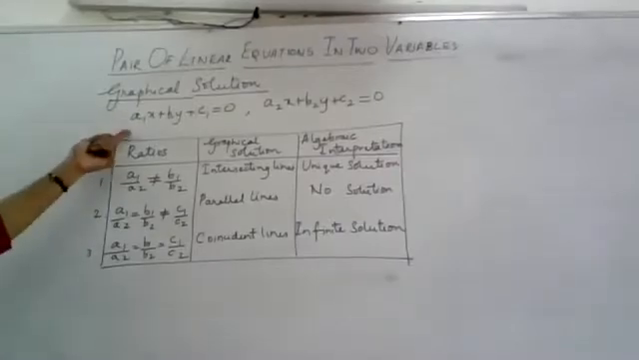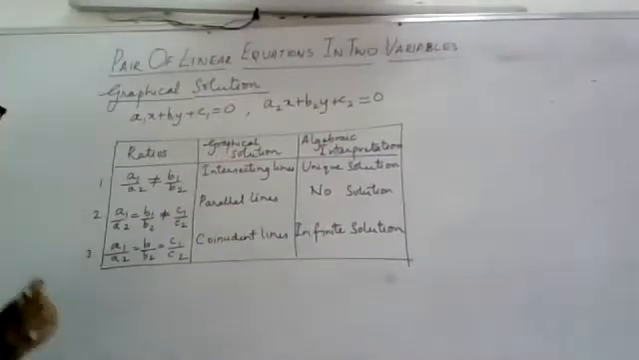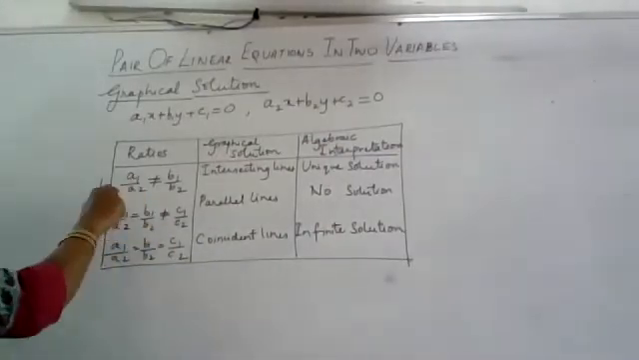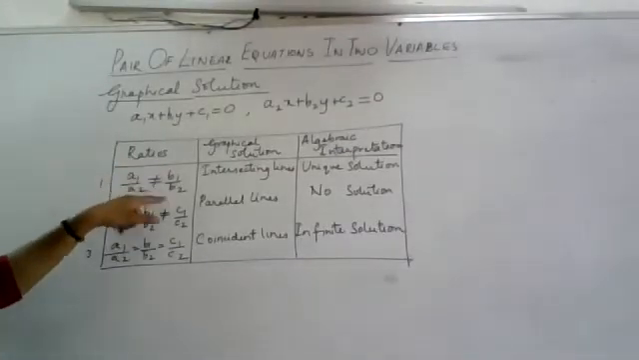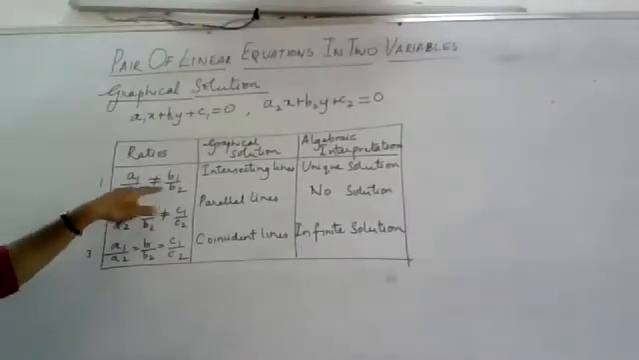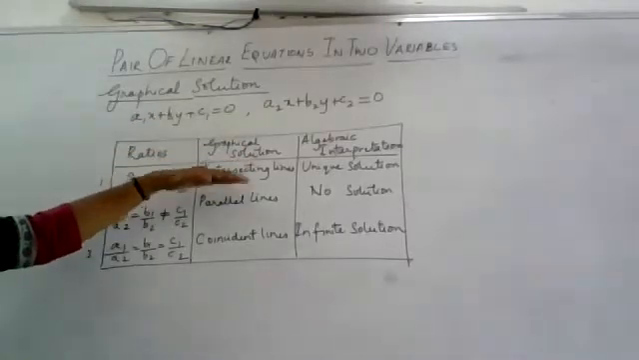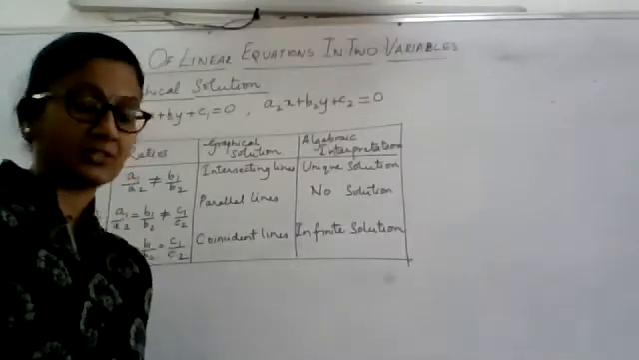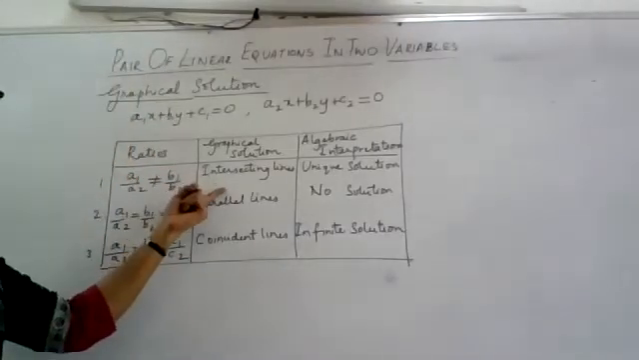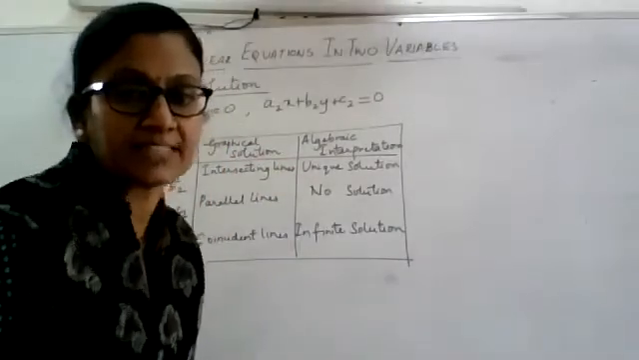If I am able to identify a1, b1, c1, a2, b2 and c2 from the given set of equations, then I should be able to compare the ratios in this manner. If I find out what is a1 by a2 and b1 by b2 and see that they are not equal to one another, then you can directly decide that I will be getting intersecting lines as the solution of the given set of equations. Once you're getting intersecting lines, it means there can be only one unique solution for the given set of equations.